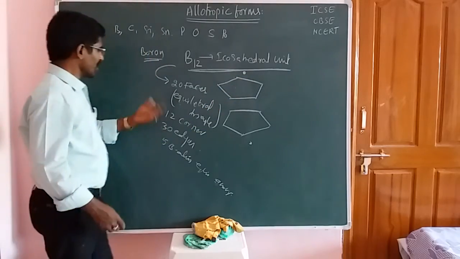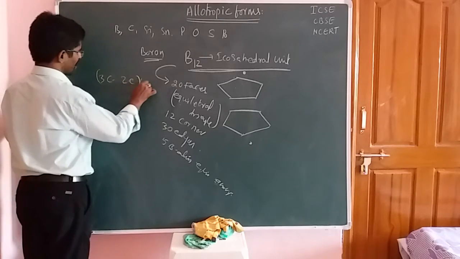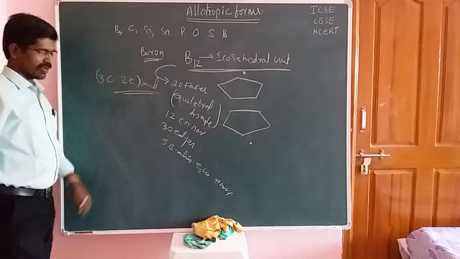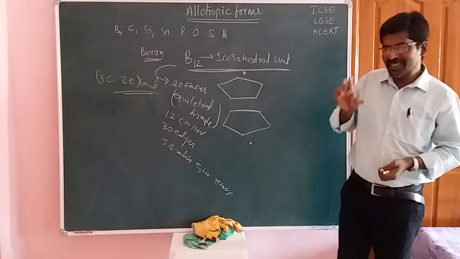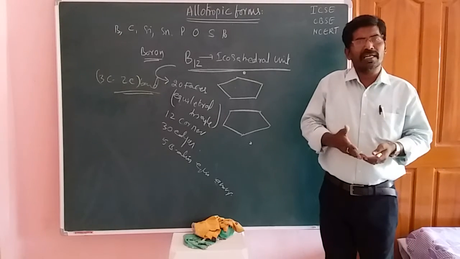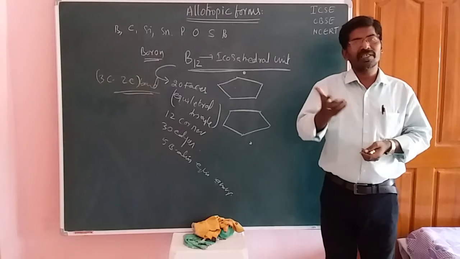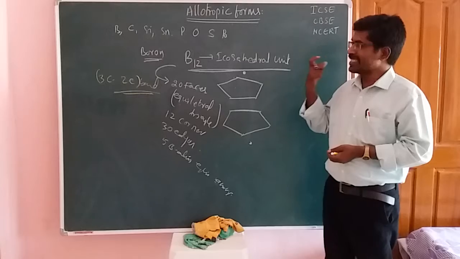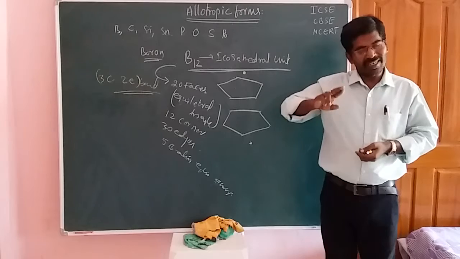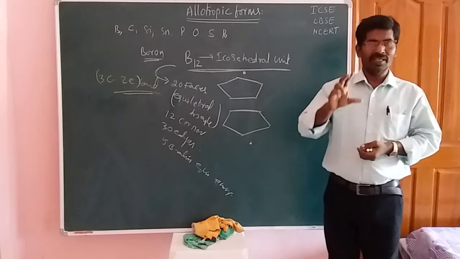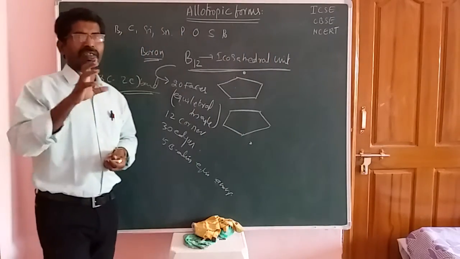And in some cases, 3-centered 2-electron bonds are also involved in this allotropic form of boron. If it were to form 3 bonds, it would require 3 electrons, but here 3 centers means 3 places sharing 2 electrons. Actually, electron deficiency takes place here. That's why 3-centered 2-electron bonds are also involved in boron formation.